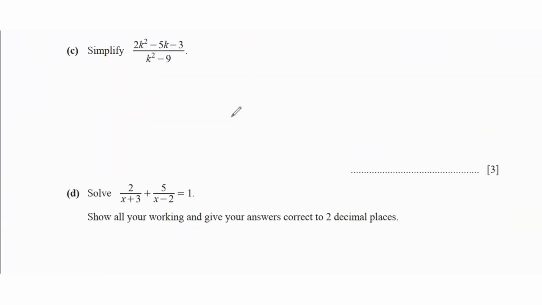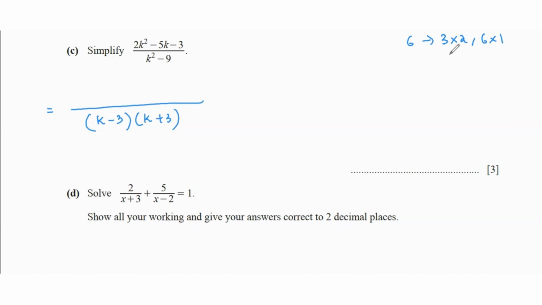Part C is simplify 2k squared minus 5k minus 3 over k squared minus 9. So we have a quadratic expression in the numerator and denominator. If you factorize the denominator, that's basically a difference of perfect squares. So k squared minus 9 is going to be k minus 3 times k plus 3. And for the numerator, 2 times 3 is 6. So factors of 6 are 3 times 2 and 6 times 1. Now we know 3 plus 2 also equals 5, and 6 minus 1 also equals 5.